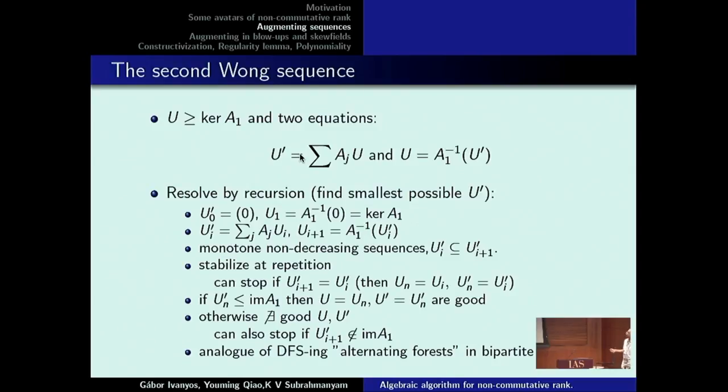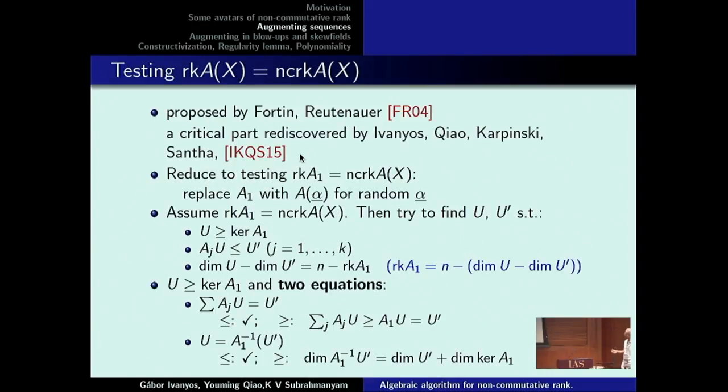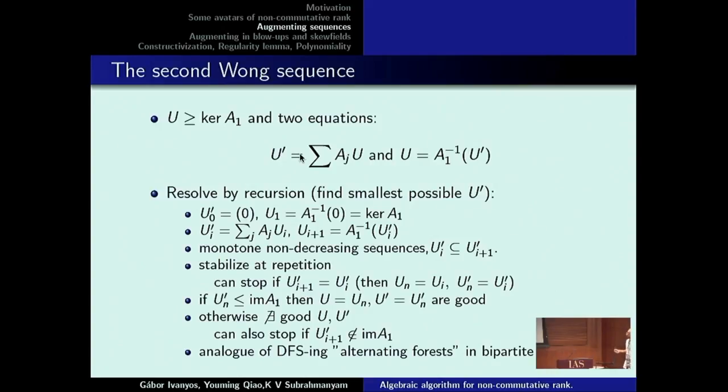So really, what one is looking for is a matrix A1 and a subspace U containing the kernel of A1. And we would like to satisfy these two equations, because once I satisfy these two equations, I know that I have actually found my subspace U, which shrinks into a subspace U prime. So this would be the idea. And how are we going to do this? We do this by recursion.